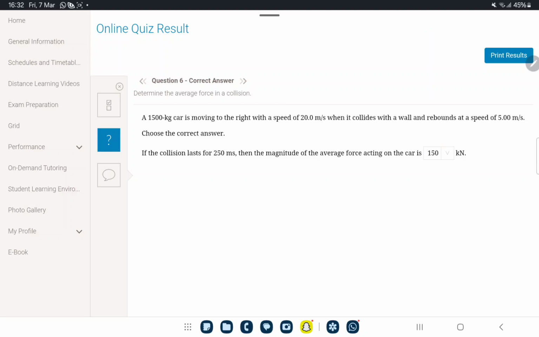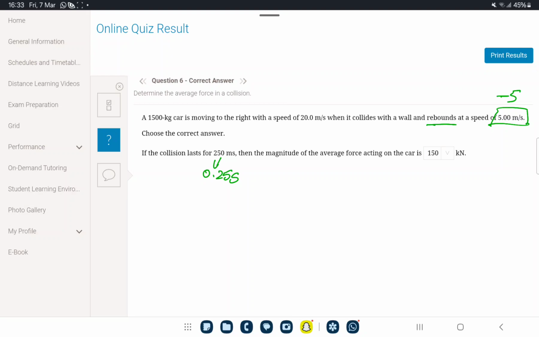A 1500 kilogram car is moving to the right with a speed of 20 meters per second when it collides with the wall and rebounds with a speed of 5. When they say rebound, it means that the velocity is negative, so negative 5. If the collision lasts for 250 milliseconds, you divide by 1000 to get seconds, so 0.25 seconds. Then the magnitude of the average force acting on the car is.